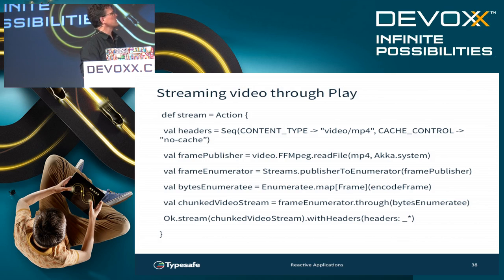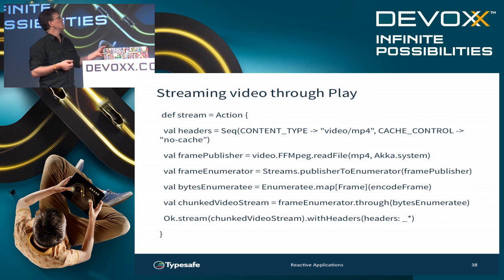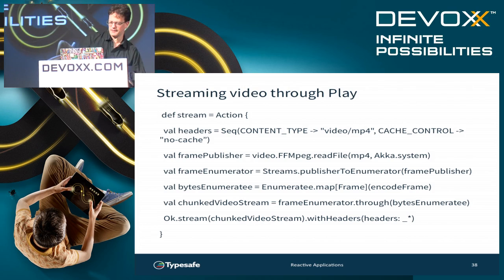One of the things that's interesting is that this is the whole method. If you are streaming a video through Play, you see here we've got the read file. The read file is exactly the same. It's simply a frame publisher. But then here, we're converting this to an enumerator, which is a source of frames, much the same way that a publisher of frames is. And then we have something that maps these from frames to bytes using this encode frame method. And then once we set this up with this map function, then we can stream this chunked video stream with some headers saying it's MP4 and there's no cache. And then we can play video. So let's try that out.